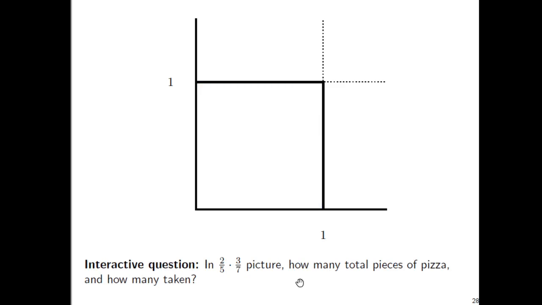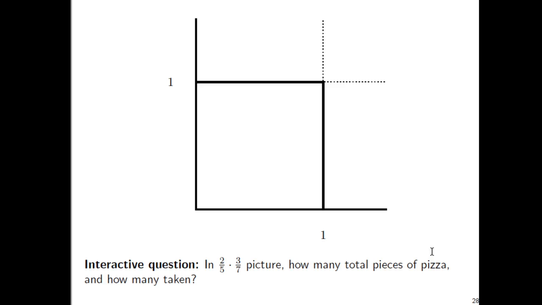Okay, the interactive question. In the 2/5 times 3/7 picture, you should try doing this on paper on your own. First of all, how many total pieces of pizza would there be, and how many would be taken? So pause the video, answer the question.